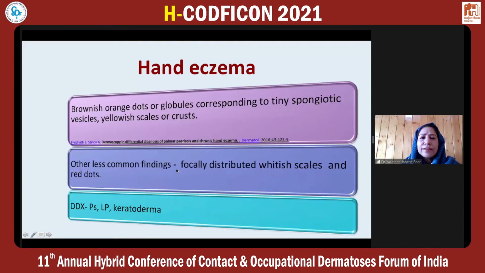So in case of hand eczema, we rarely see the red vessels, but we see more of the brownish orange dots or globules corresponding to tiny spongiotic vesicles, and yellowish scales or crusts. Less commonly, we see the whitish scales and red dots. And we can easily differentiate it from psoriasis, lichen planus, keratoderma, and even tinea manuum.